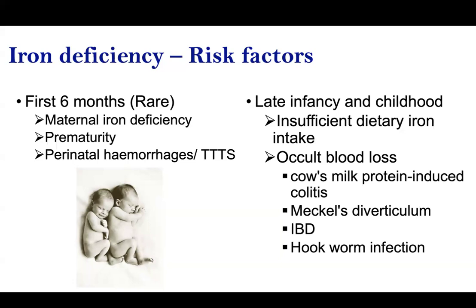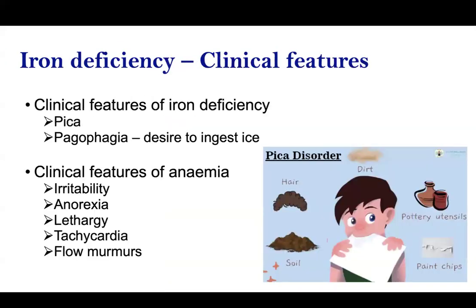However, things like occult blood loss due to cow's milk protein colitis, Meckel's diverticulum, inflammatory bowel disease, or rarely hookworm infestations can also lead to iron deficiency in children. But the most common cause for iron deficiency anemia in children is dietary iron deficiency. Clinical features of iron deficiency are extremely rare, so it is generally an asymptomatic condition.